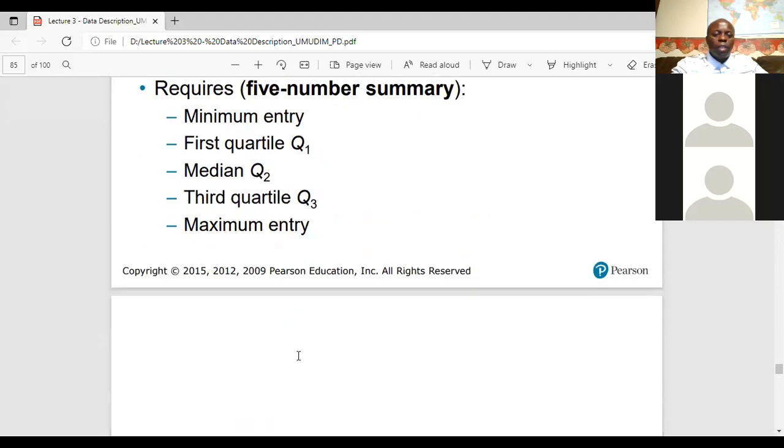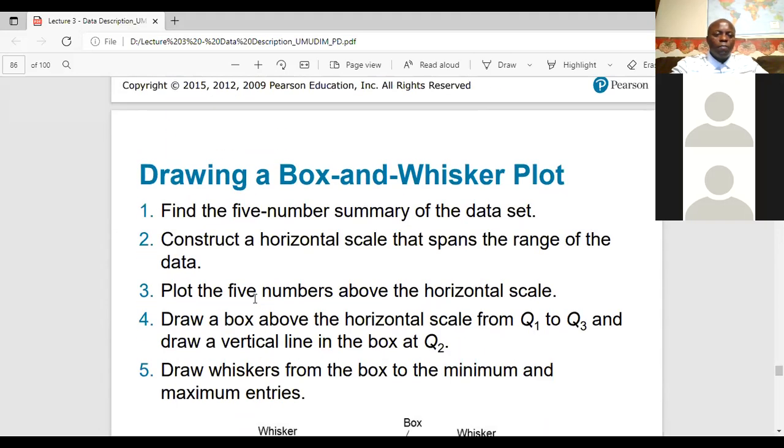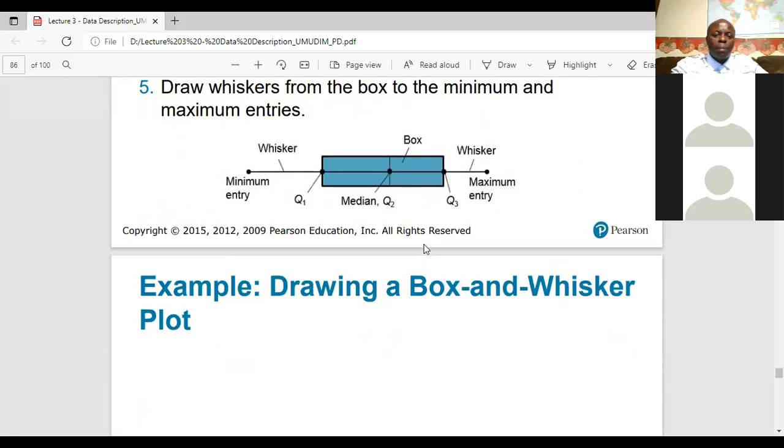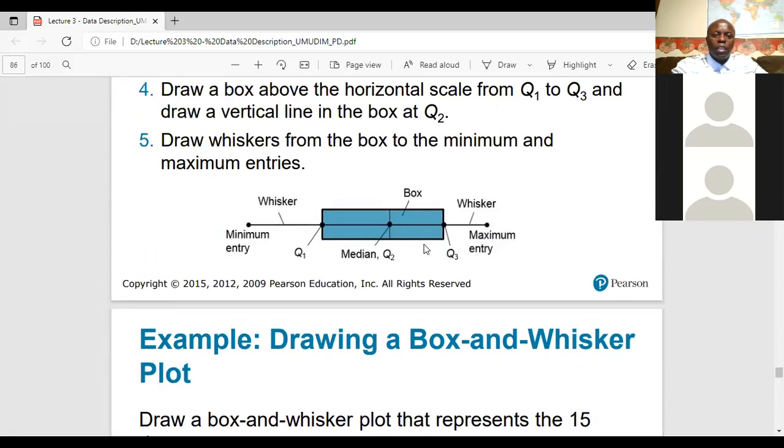So let's do one of them. The example says, find the 5-number summary of the data set and construct a horizontal scale that spans the range. This is just how to do it. I'm going to show you how it looks here. You have the minimum entry, Q1, Q2, Q3. The line here we call the whisker.